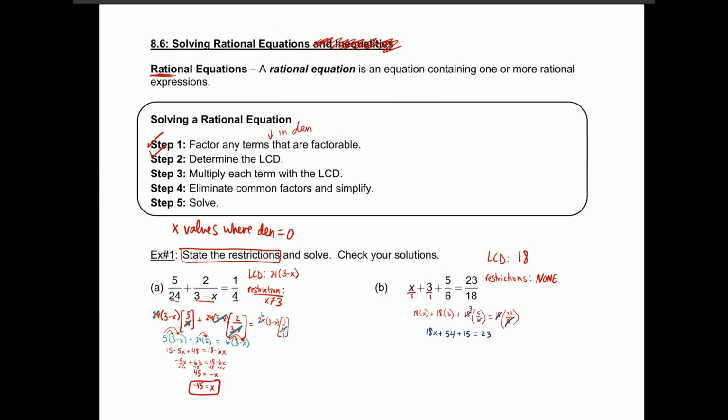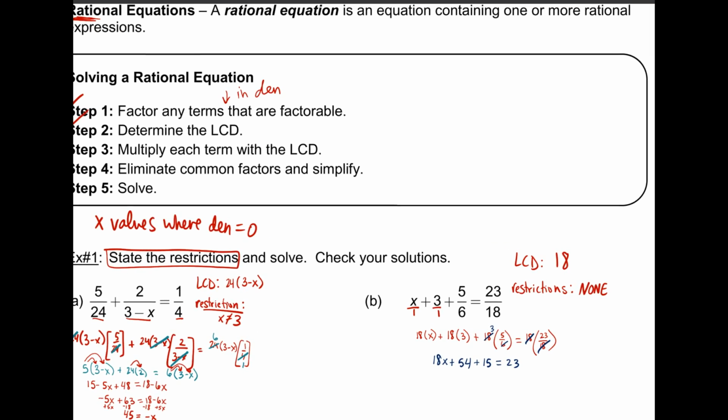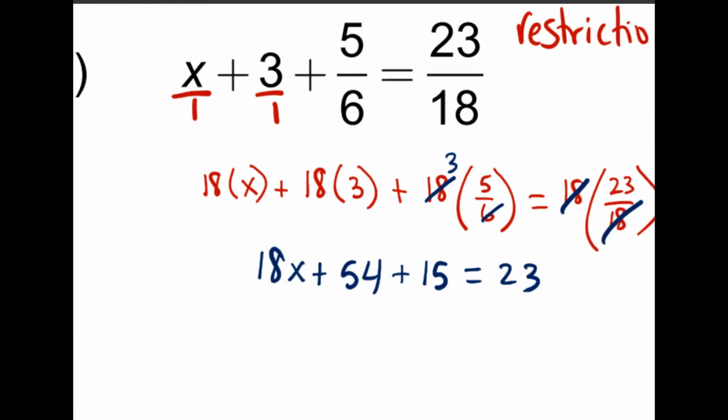If you think about it, we factor any terms that are factorable. Well, there's none. I don't have any crazy polynomials on the bottom, so I'm done with step 1. Determine the least common denominator. That's 18. Multiply each term by the least common denominator. Multiply everything by 18. Eliminate common factors. Simplify. Okay, so I can simplify this a little more.